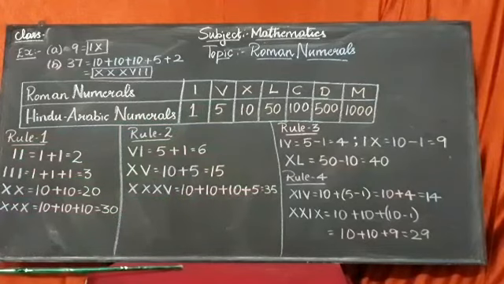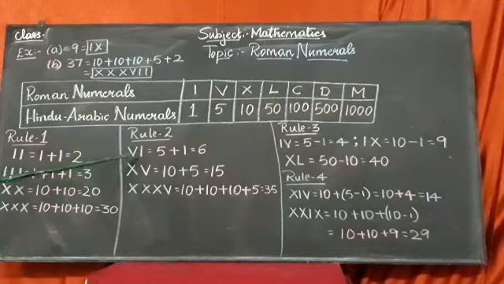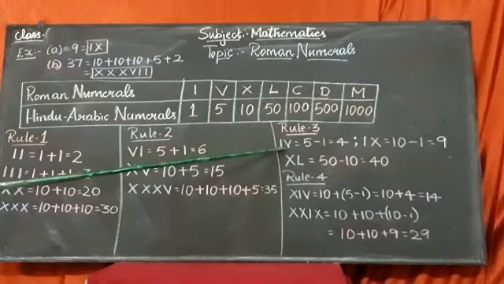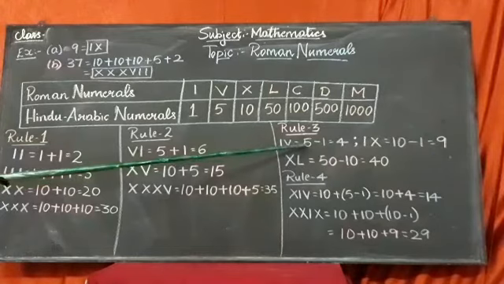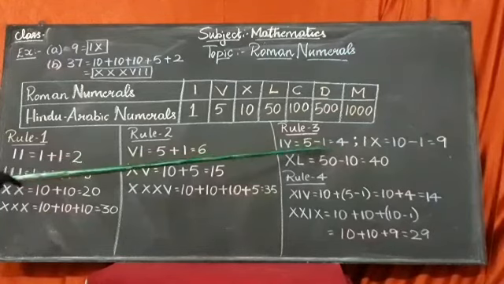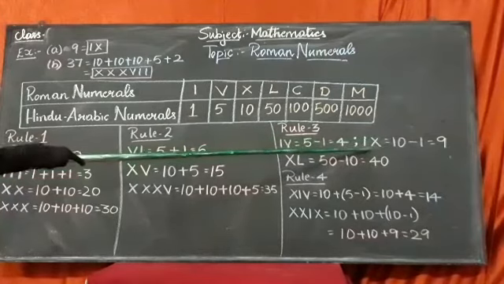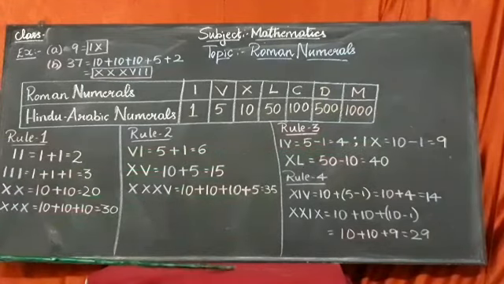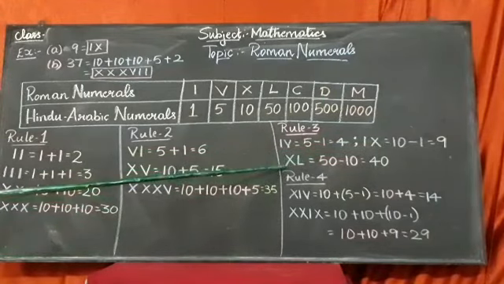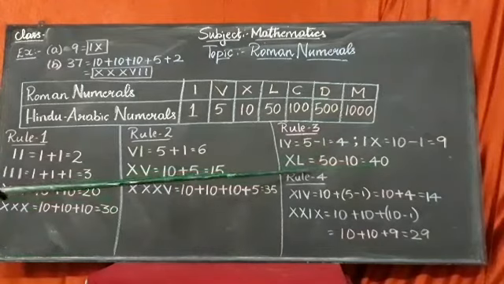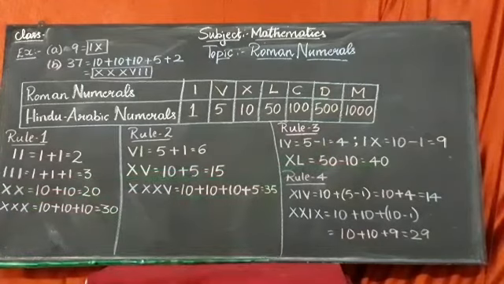Rule number 3: a smaller numeral written to the left of the greater numeral means subtraction. If we write it on the right side, it is addition. If we write it on the left side, it is subtraction. See the number here, we have I and V. That means 5 minus 1, we get 4. 4 is written like this in Roman numerals. Now 10 minus 1, we get 9. 9 is written like this in Roman numerals. Now 50 minus 10, we get 40. 40 is written like this in Roman numerals.